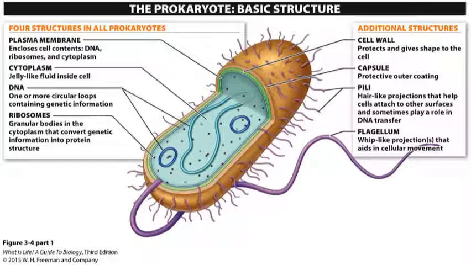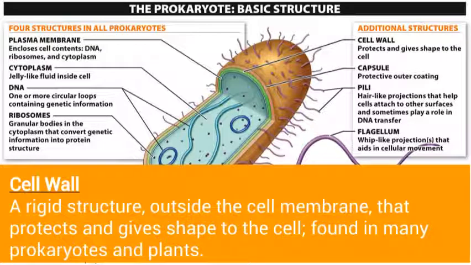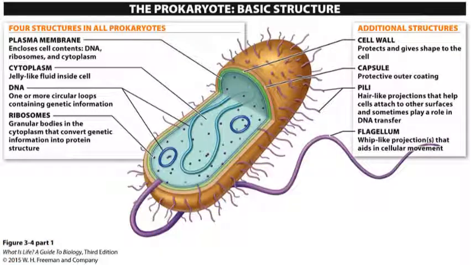Some prokaryotes have additional structures. For example, many have a rigid cell wall that protects and gives the shape to the cell. Others have sticky, sugary capsules as their outermost layer. This sticky outer coat provides protection and enhances the prokaryote's ability to anchor themselves in place whenever necessary.